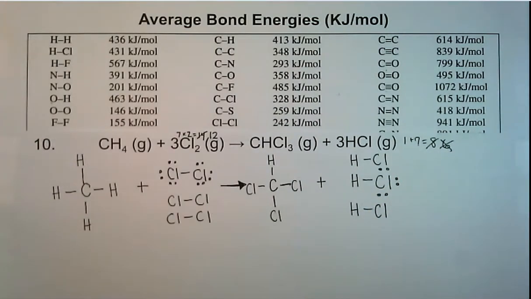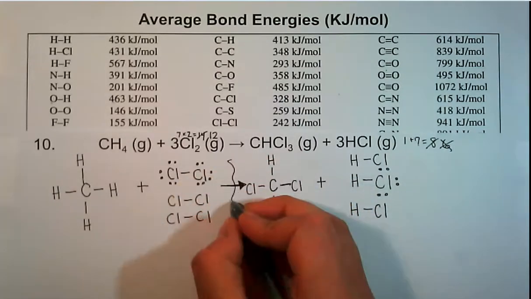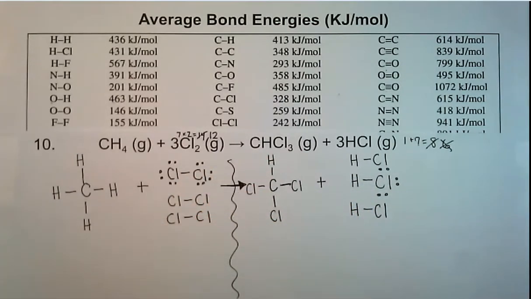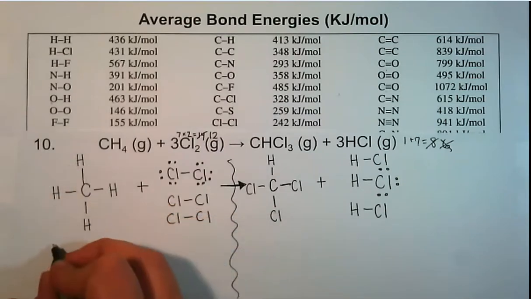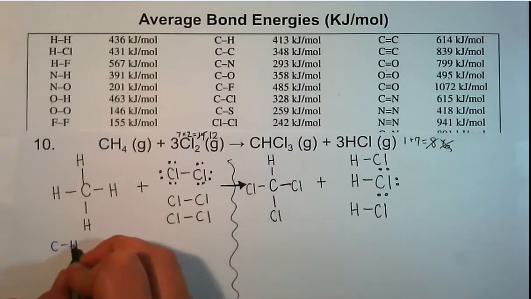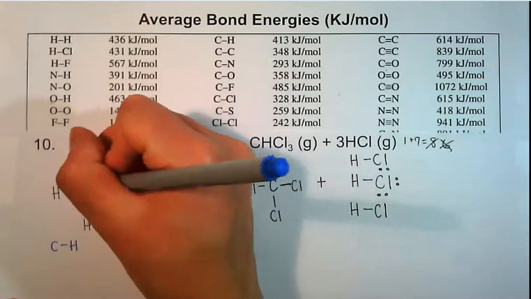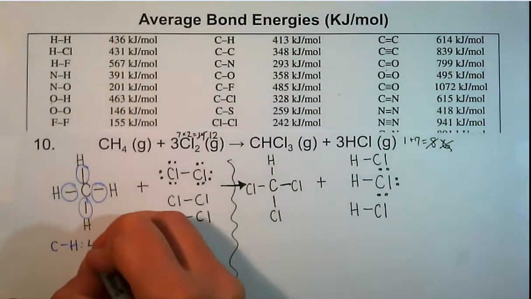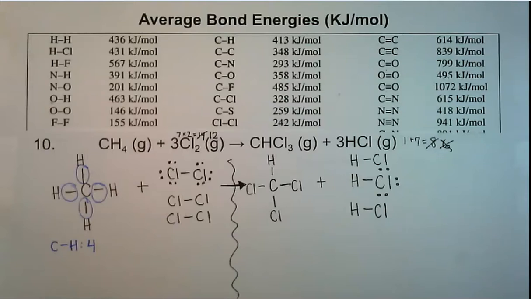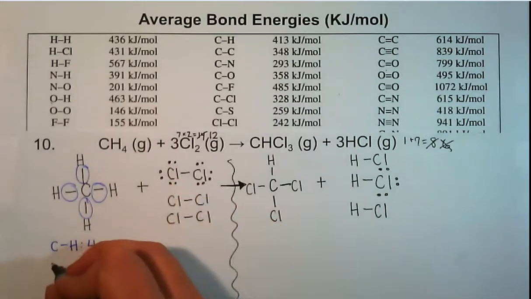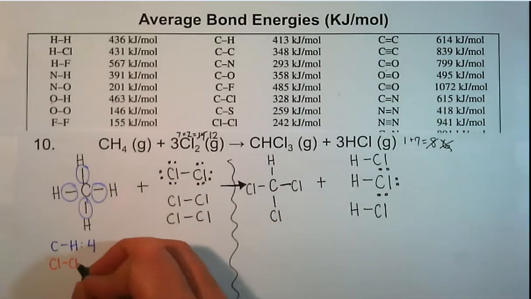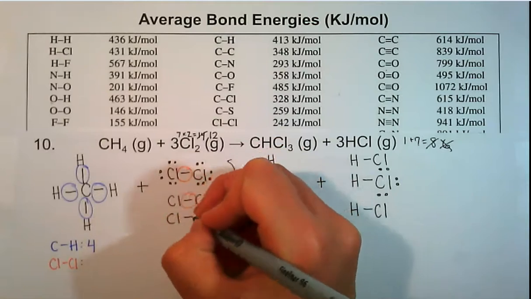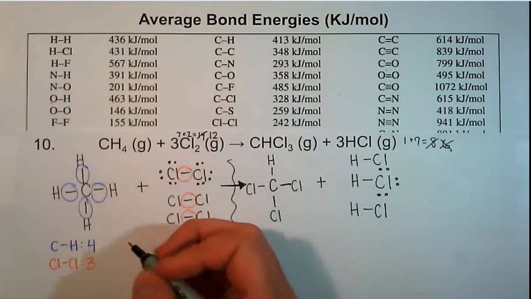Now that we have all of our structures drawn, we can look at our types of bonds. I'm going to go ahead and draw a dividing line between my reactants and my products here. Let's see. I see carbon-hydrogen bonds on my reactant side. And I have 1, 2, 3, 4 of those bonds. And then the other type of bond that I see is chlorine-chlorine single bonds. And I have 1, 2, 3 of those types of bonds.